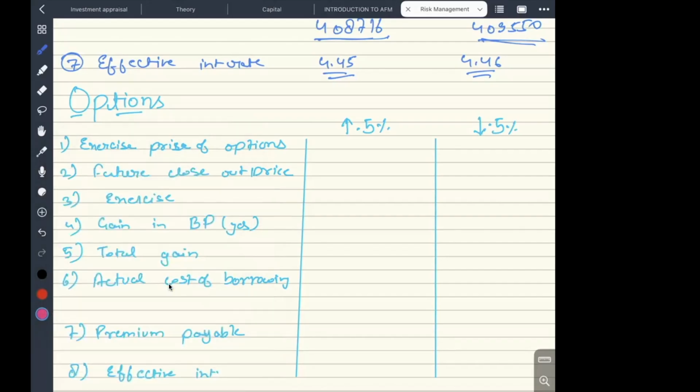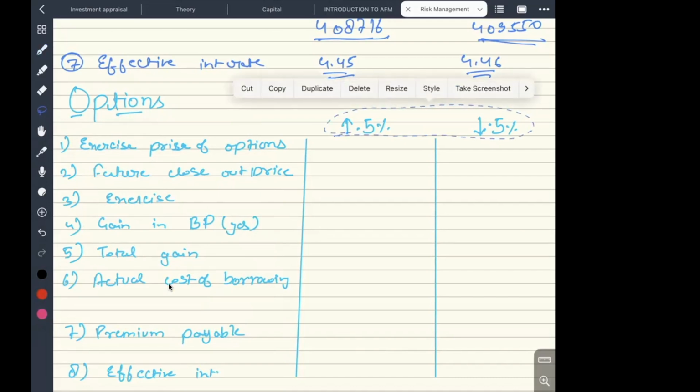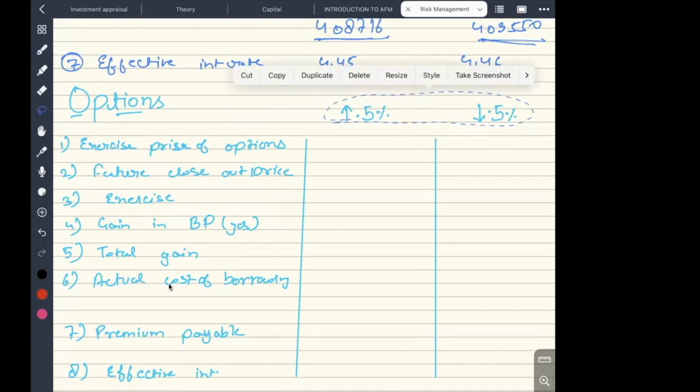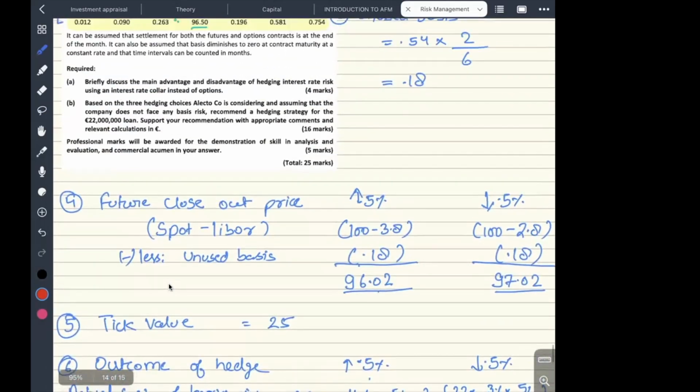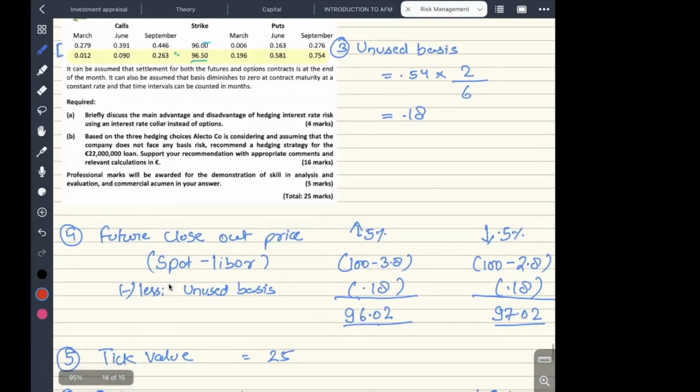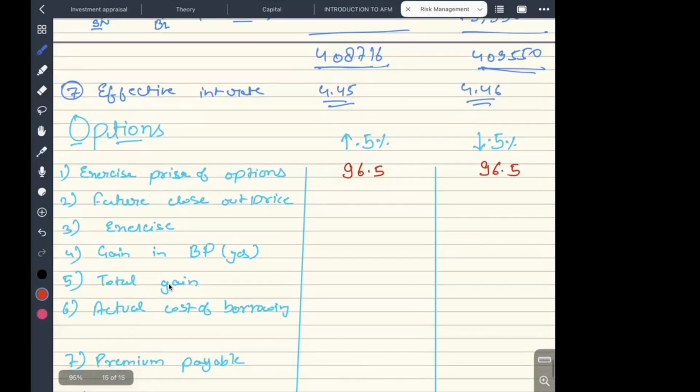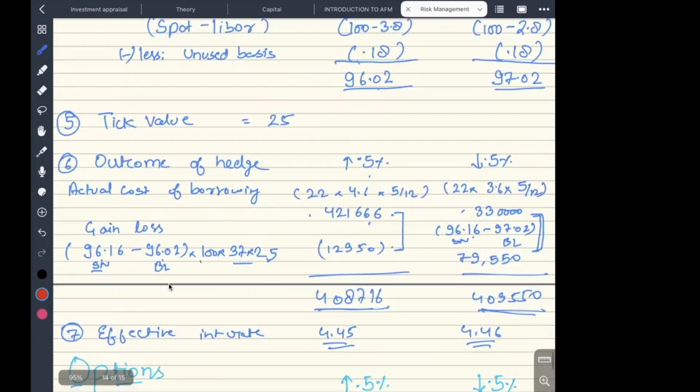Exercise price of option over here, it will be 96.5. Now, what is future closeout price? Sir, in case of increase, my future closeout price is 96.02. And over here, in case of decrease, it is 97.02.